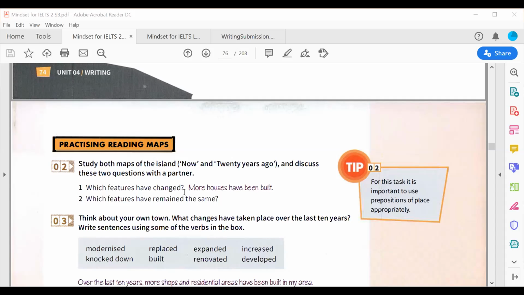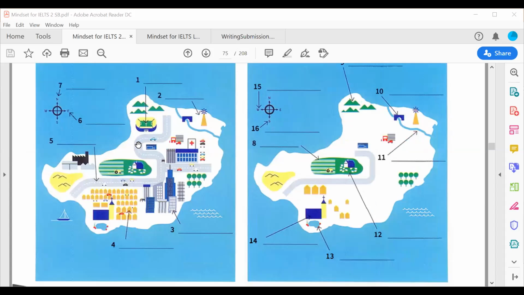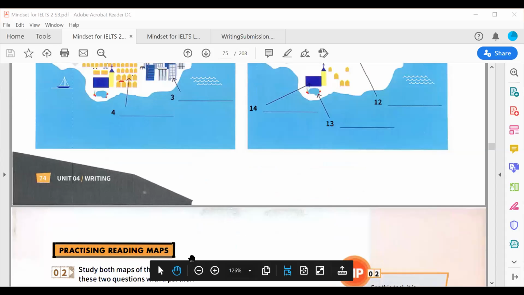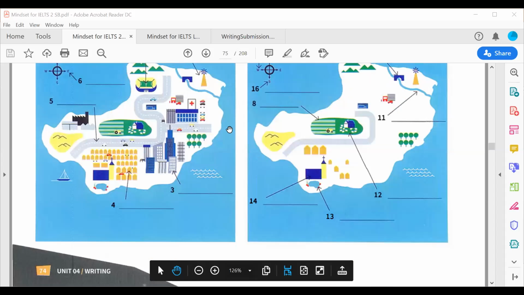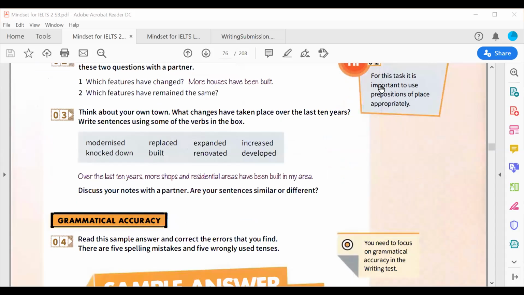So about the practices, practice 2 says, study both maps of the island now and 20 years ago and discuss these two questions with a partner. What features have changed? What features have remained the same? So this is 20 years ago and this is now. This practice just prepares you for how to compare what has changed and what has remained the same, because in the writing of two maps, you will need that. And for this task, it is important to use prepositions of place appropriately.